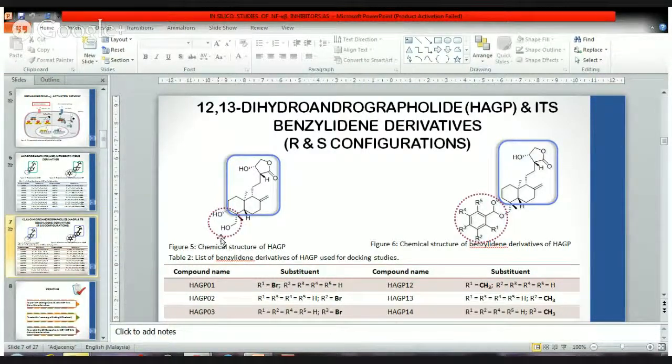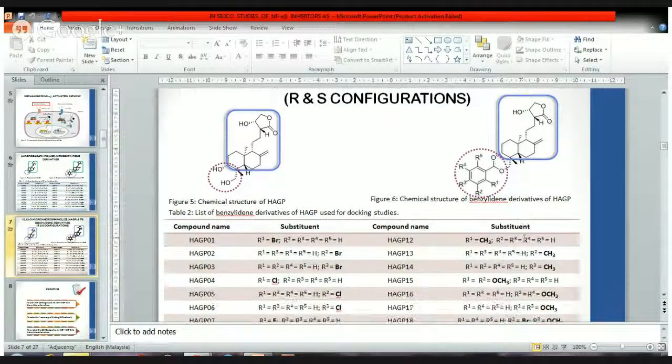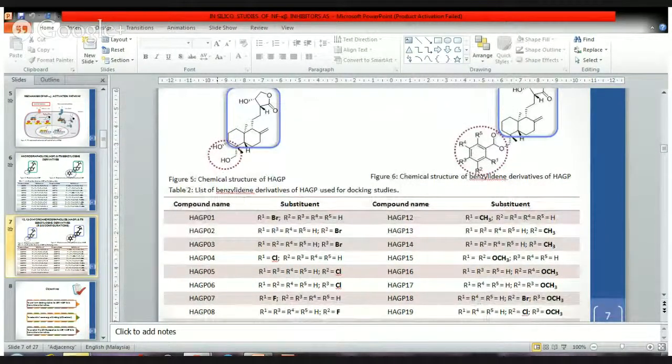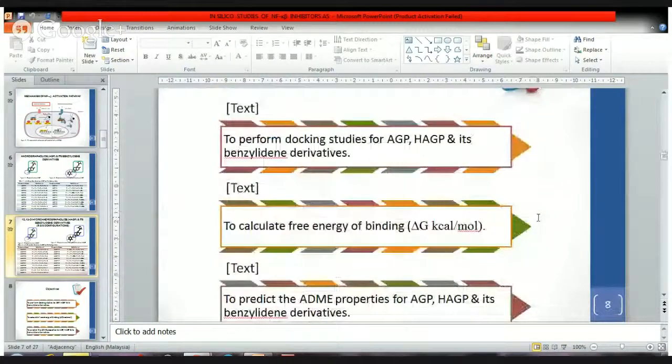What we can see is that HAGP and the benzylidene derivatives of HAGP share the same backbone of the scaffold, which is highlighted in blue color. And the differences are that for HAGP, there is a presence of two hydroxyl groups at carbon number 3 and 19, while the benzylidene derivatives of HAGP have a benzene ring attached with various kinds of substituents. The substituents that I have used, the 44 different types of molecules used for docking, are shown in the table below.